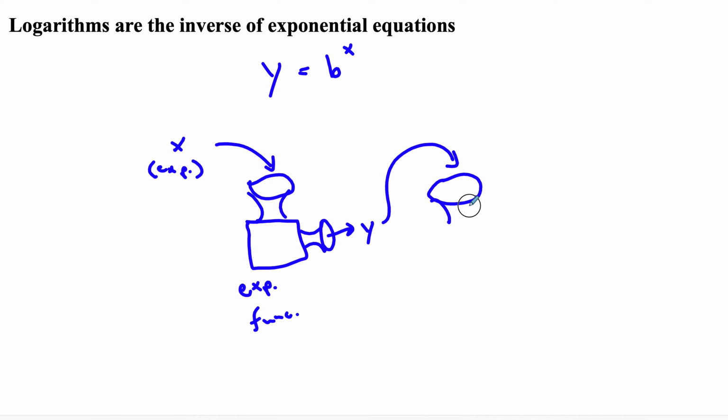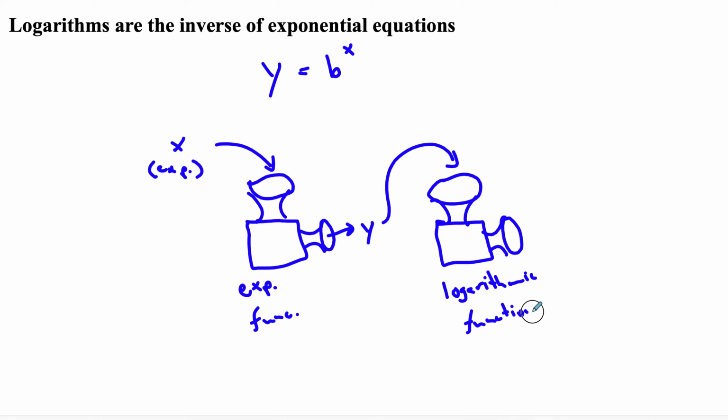I love drawing function machines. I don't know if you've noticed this. And what it should churn out is, so this is a logarithmic function. A logarithmic function takes a value and churns out, well, the original x. Now this is nothing new because this is just functions and their inverses. So if this was f of x, this would be the inverse. We've seen this before, right?